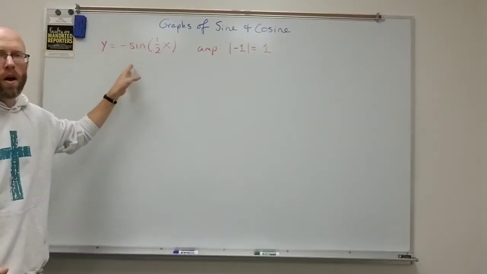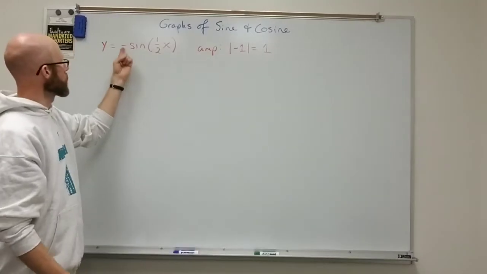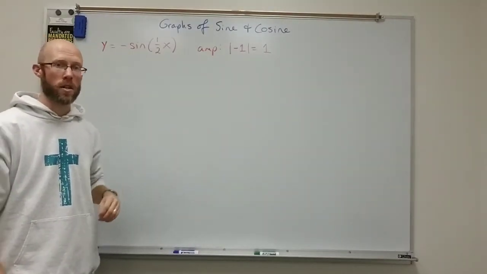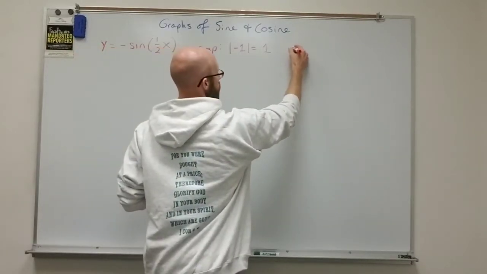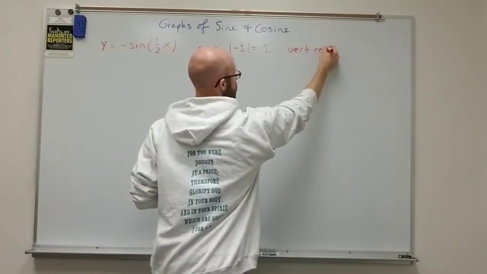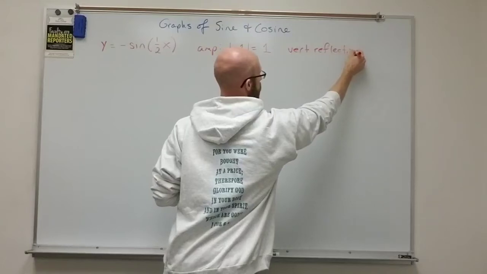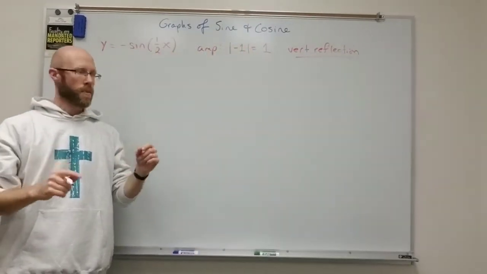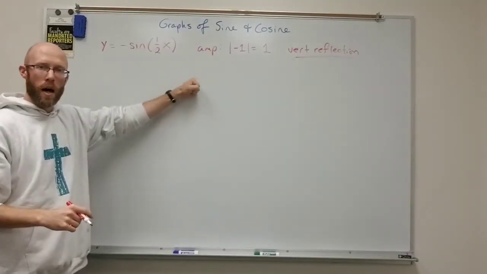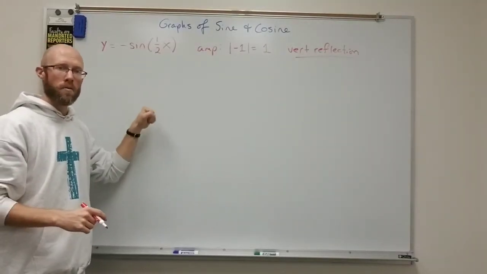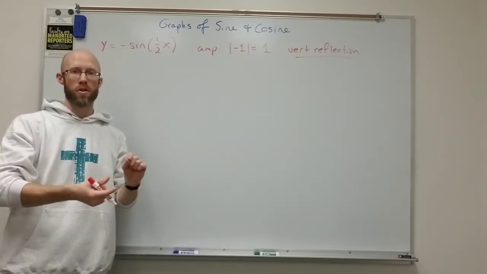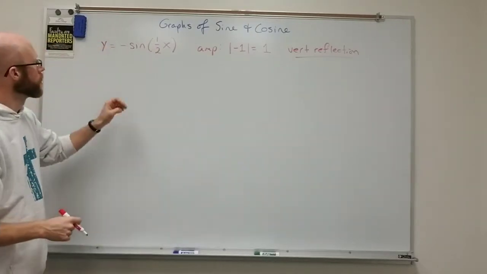So the amplitude is 1, but because there's a negative here, that represents a vertical reflection. When I'm ready to graph this, instead of starting at 0 and going up to the high point first, I'm going to start at 0 and go down to the low point and then up. So it's just reversed. You go down instead of up.